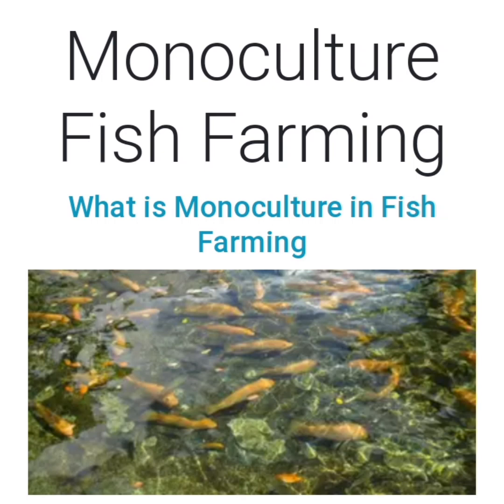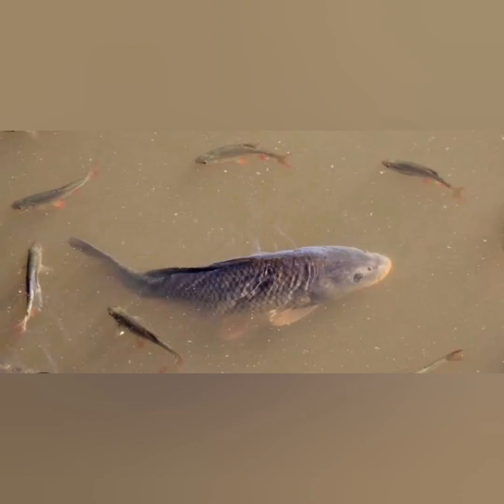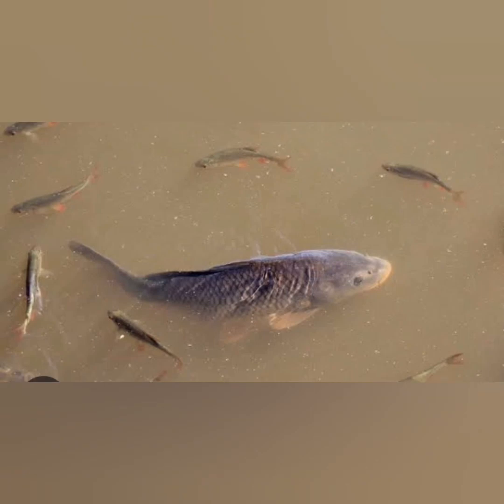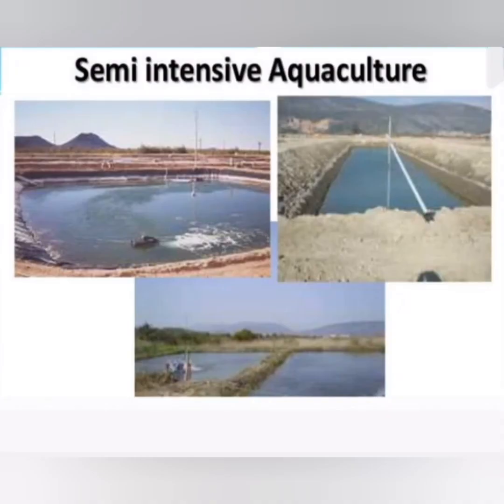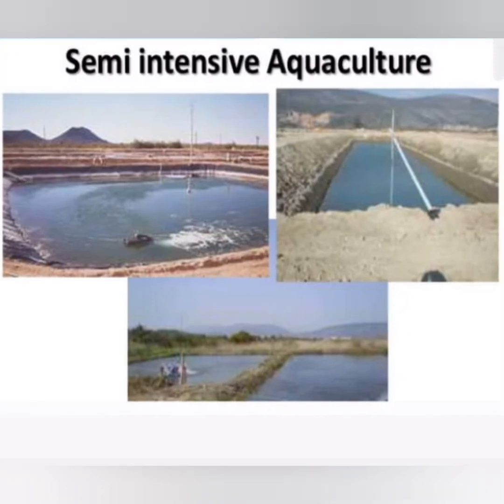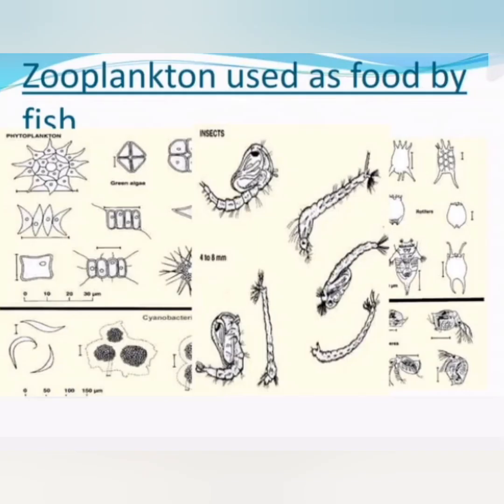Now, what are the advantages and disadvantages of monoculture and monosex culture? Advantage, in the sense that feeding is easier for a single species due to uniform feeding habit. Disadvantage, market supply cannot be fulfilled and it is more risky.